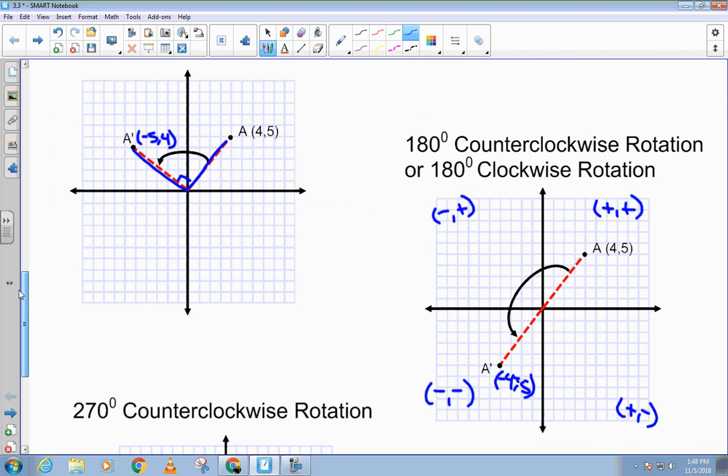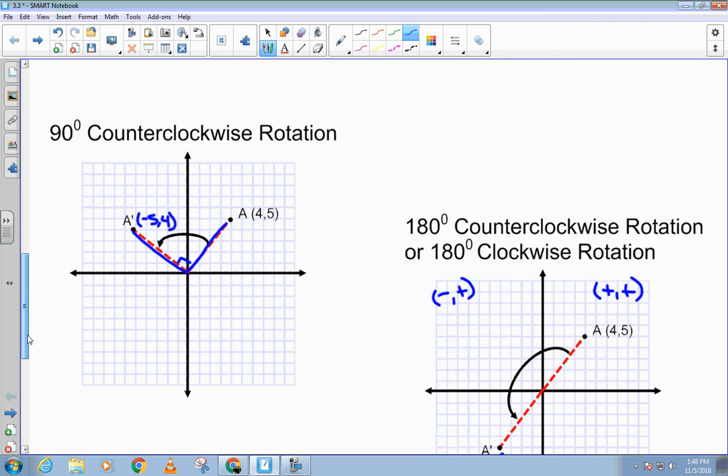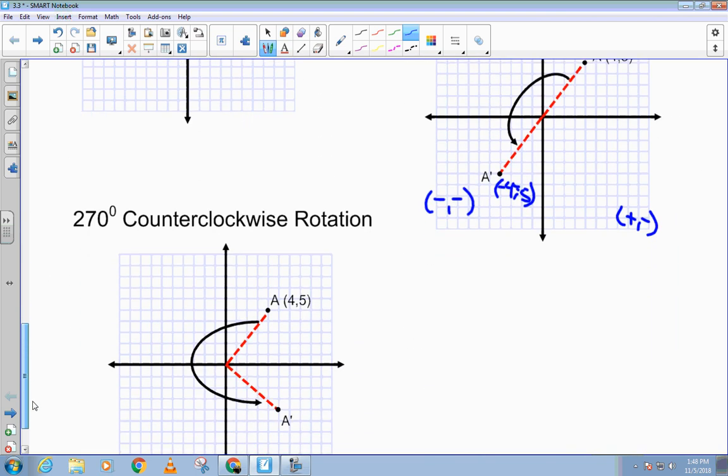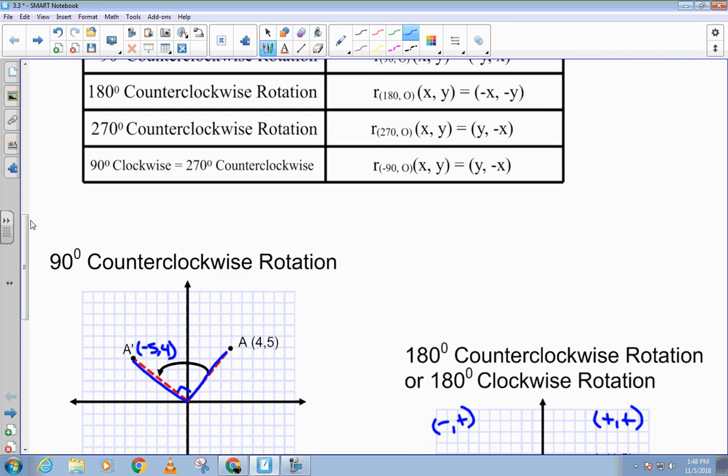270 degrees counterclockwise. Now let's go and talk about this. 270 degrees counterclockwise and 90 degrees clockwise is the same thing. Okay, let's look at the picture down here. See, if I go 270 degrees, that's the same as going 90 degrees clockwise. So it can be written either way. But the rule for both is you change the sign of the x-coordinate and they switch places.